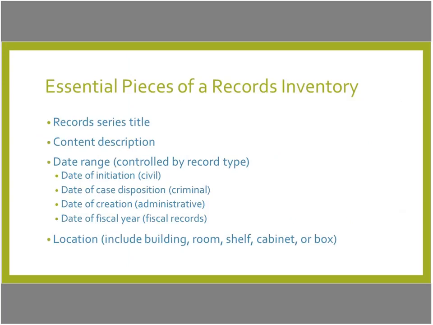And now, here are the basic things. If you want to put together your own records inventory form, here are the basic pieces of information that you really need to have. The record series title. At the beginning, that'll just be what you call it, and then you'll figure it out later. A content description, that says, tell us something about the record. Give us some idea of what's inside the record.